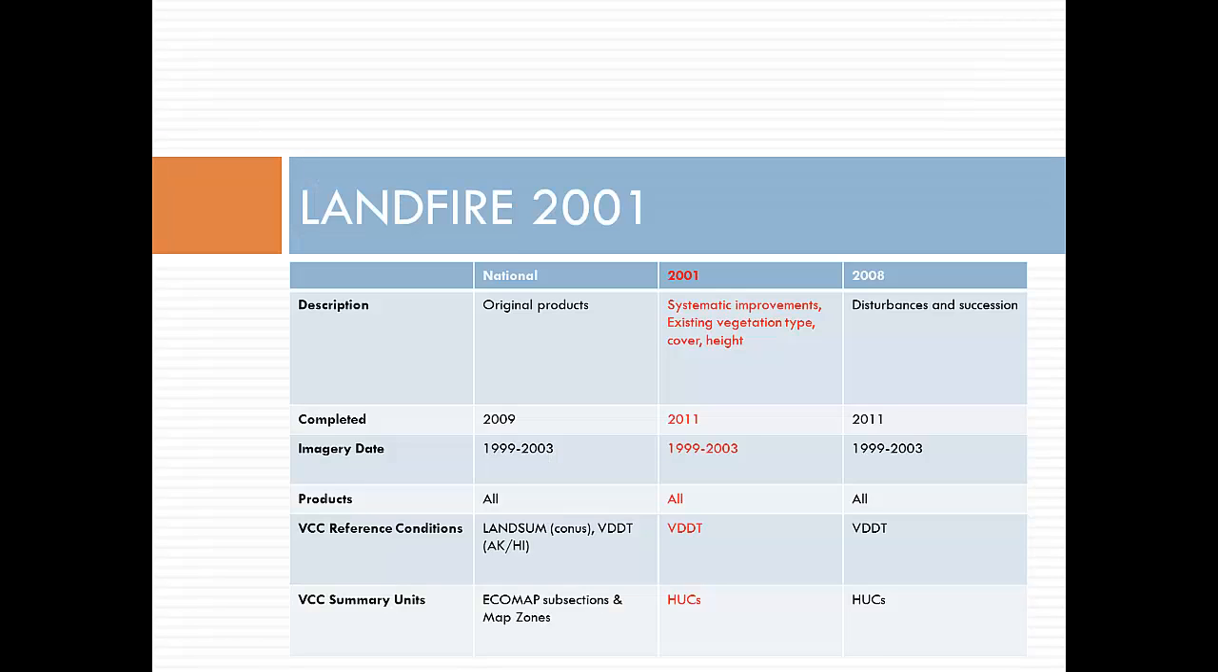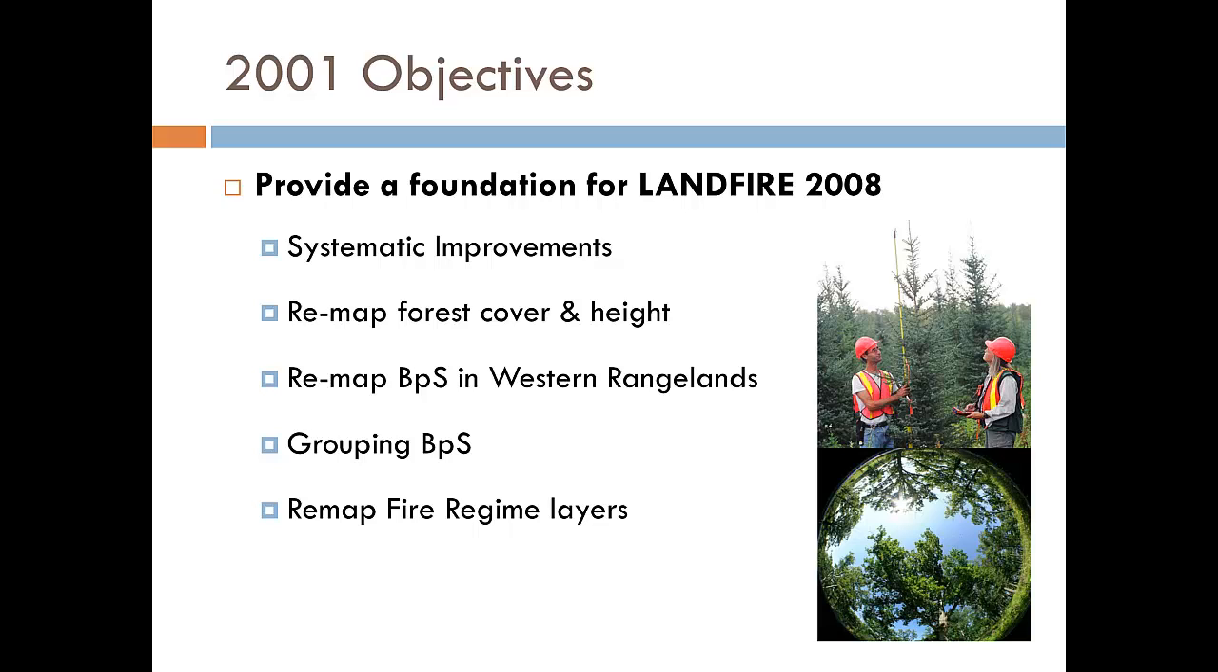Let's start with the changes made to the LANDFIRE 2001 products. The primary goal of LANDFIRE 2001 was to provide a foundation for the LANDFIRE 2008 products. That was done by making a series of improvements to the original LANDFIRE national products, many of which were suggested by LANDFIRE data users. Changes include a set of systematic improvements, remapping of forest cover and height, remapping of western rangelands, grouping biophysical settings, and producing new fire regime layers based on the grouped biophysical settings.